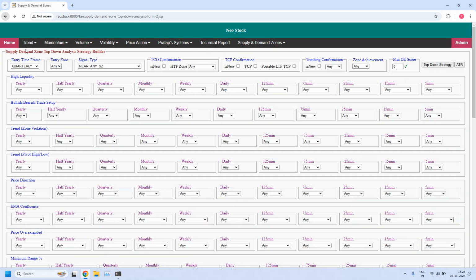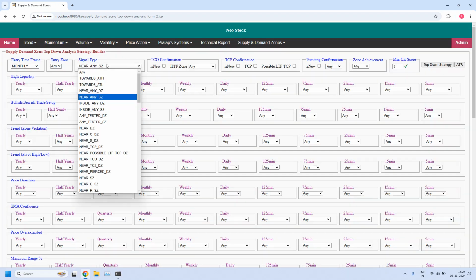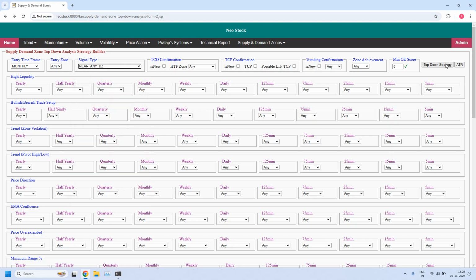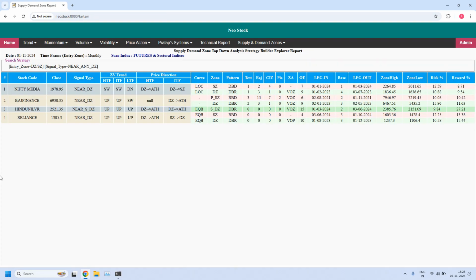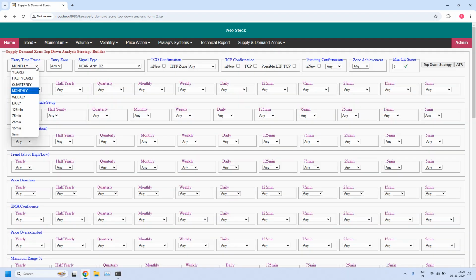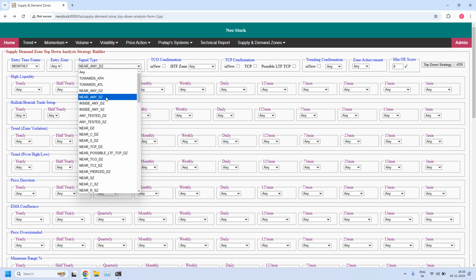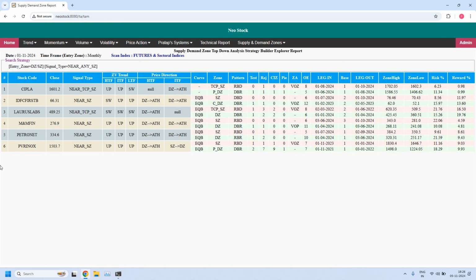Okay, next time frame is monthly. Let's find the stocks near monthly demand zone. 4 stocks are filtered. Next, for monthly time frame, let's find the stocks near monthly supply zone. 6 stocks are filtered.